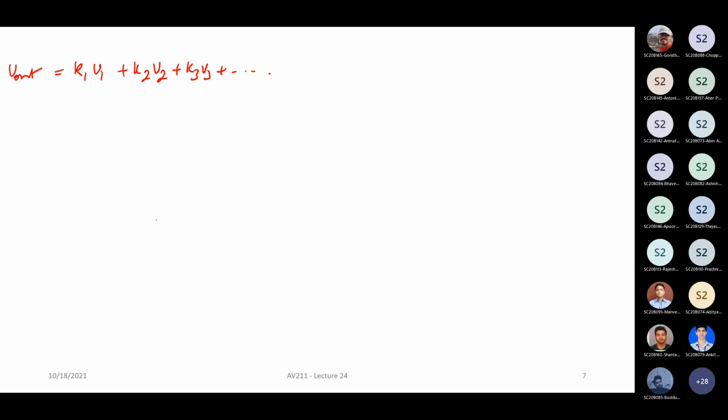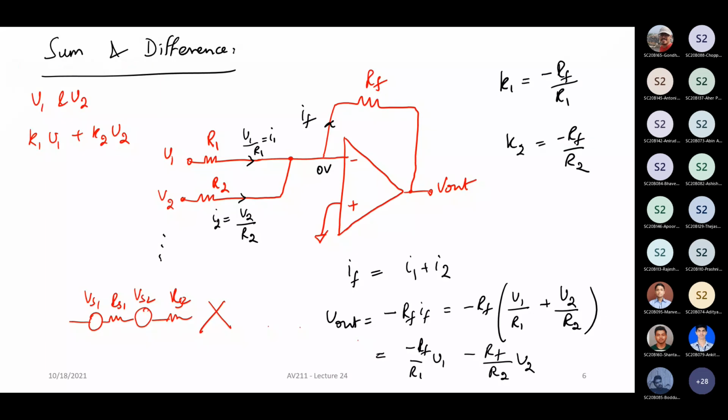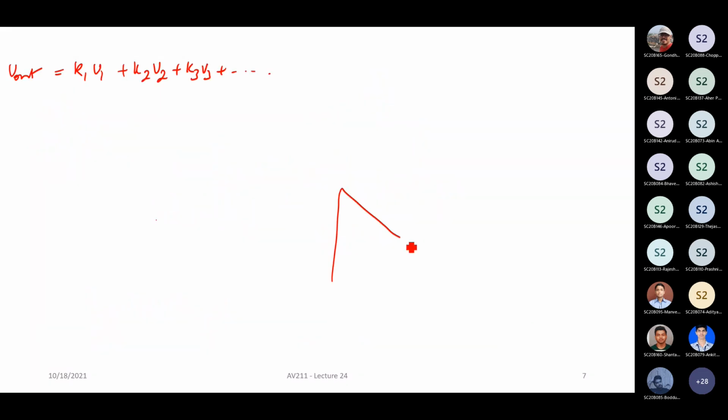Okay. So summing two signals. Let's say you have two audio signals which you want to add. For example, you have a mic source, right? And then you have a line, or let us say some background music, right? You want to add both.